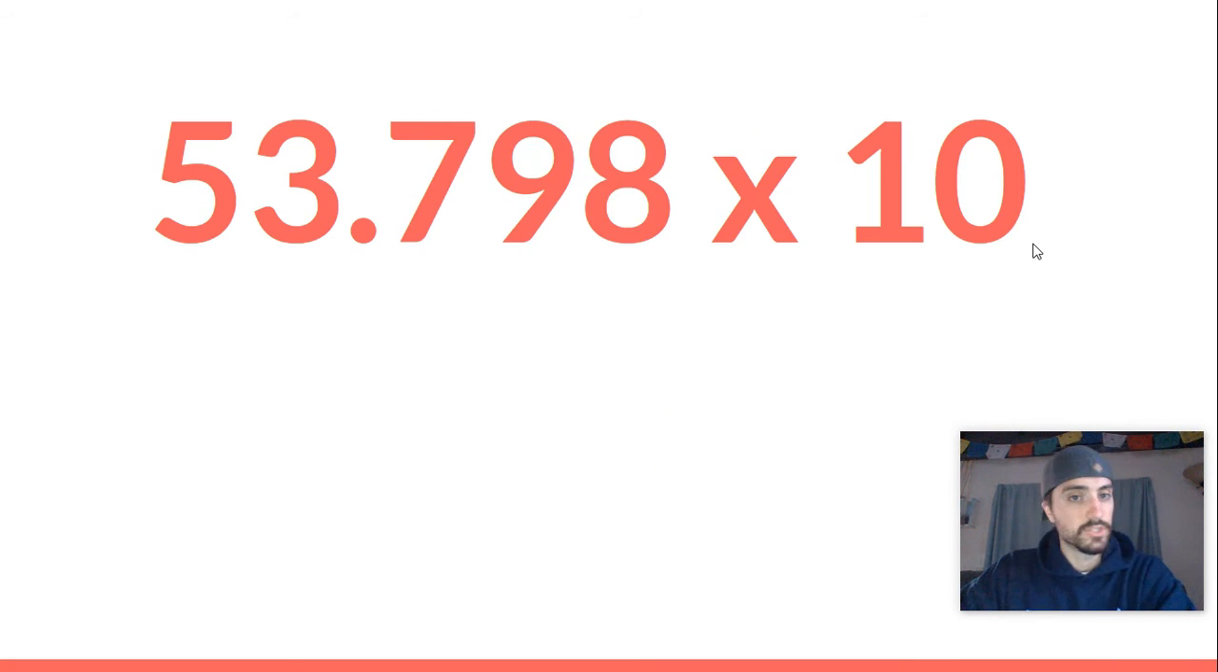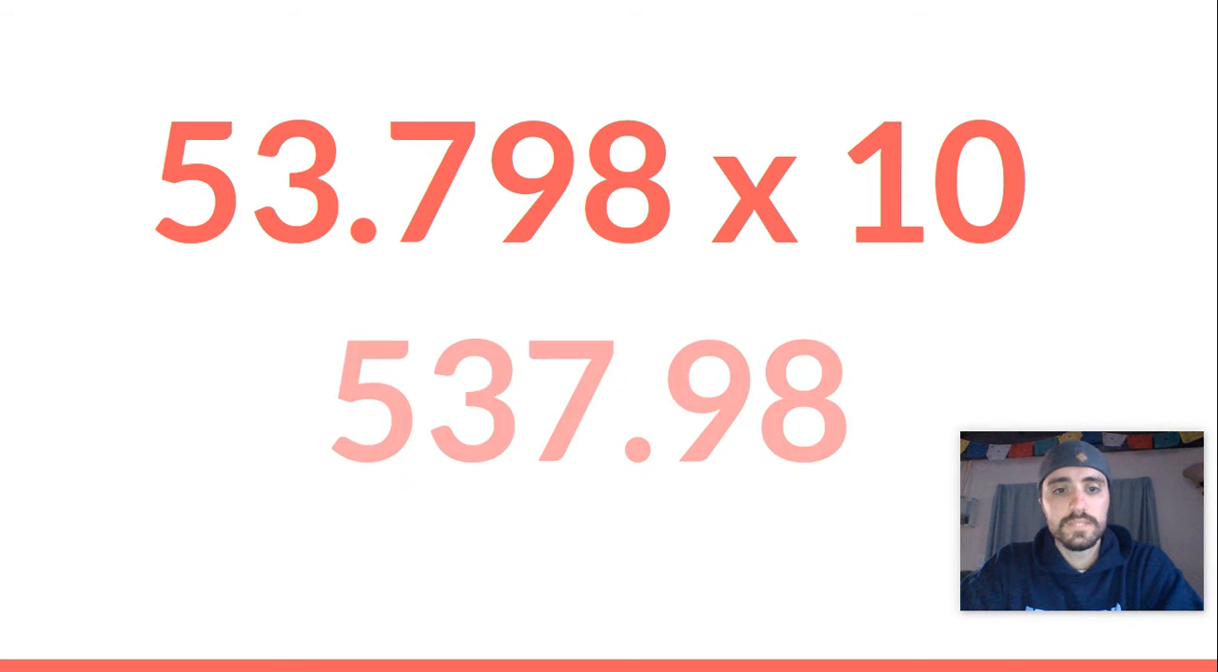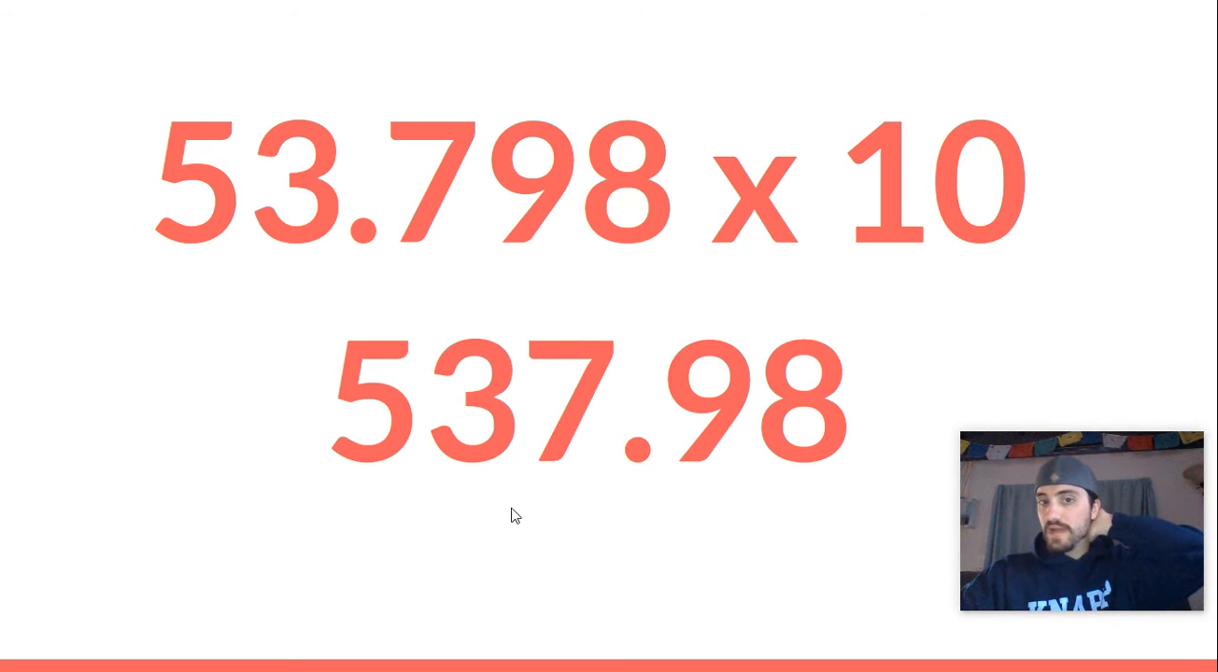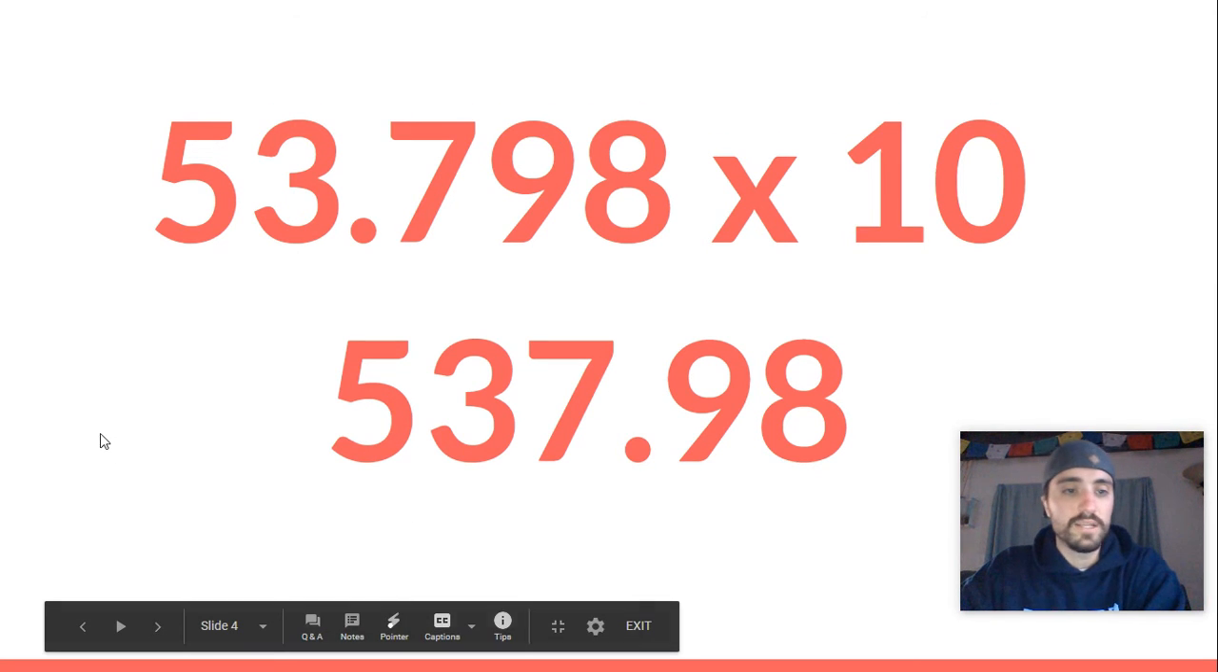All right, do another one. 53 and 798/1000ths times 10. Let's see if you can try this one on your own. It's 537 and 98/100ths. So again, we just have the first power of 10. It's just 10 with 1 zero. So we're going to push our decimal back 1 spot to make this 537 and 98/100ths. Everything gets moved up 1 place value.